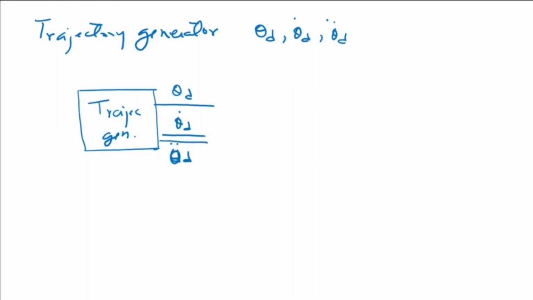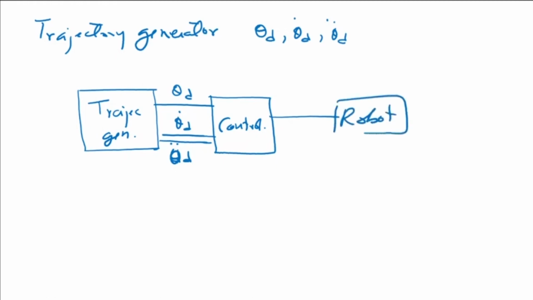Now this is going to the control system of the robot, and then finally the robot is moving. So the control system of the robot is generating the torques, the motor torque that is required, and it is giving it to the robot, and the robot is moving. This could be a scheme of controlling a robot manipulator.